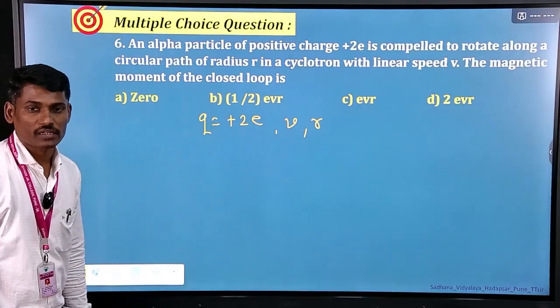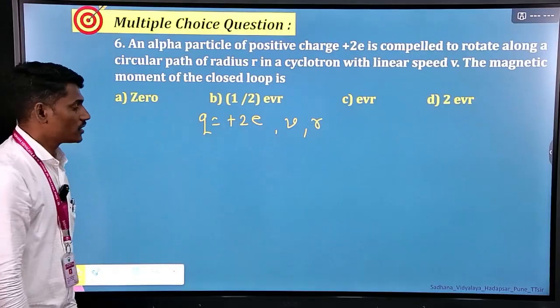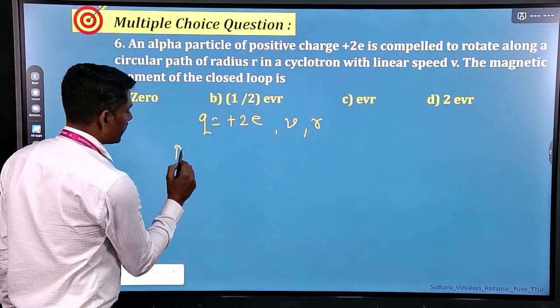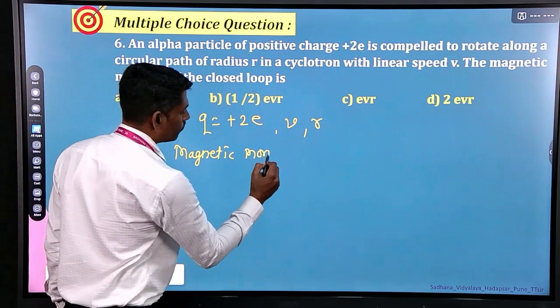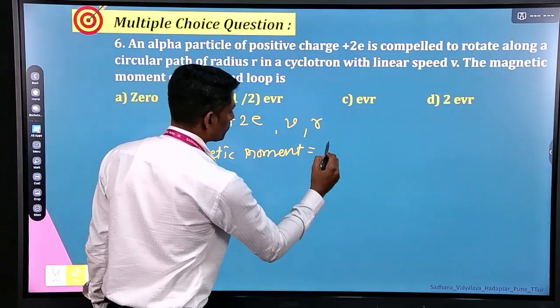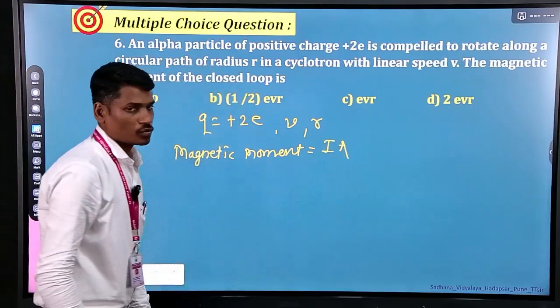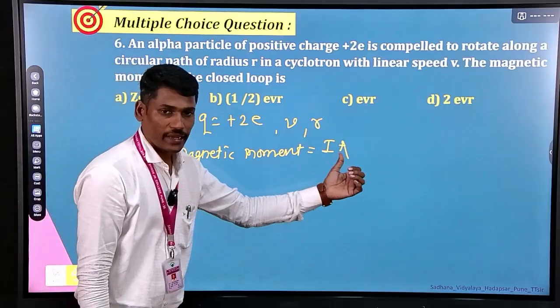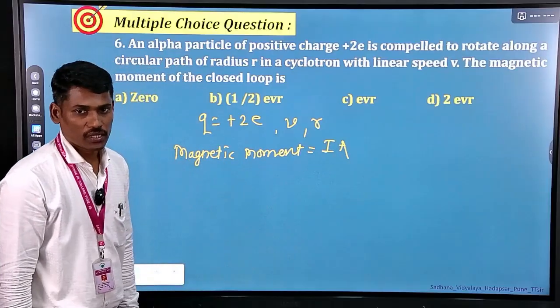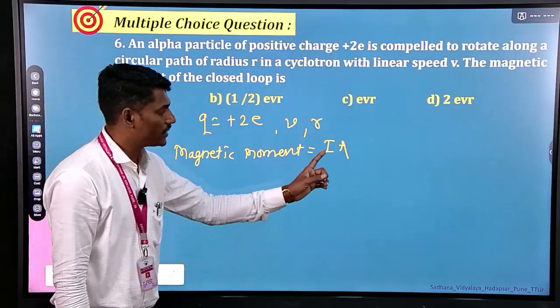Okay, we have to find the relation among these. We know that the magnetic moment for the loop is current I into A. Suppose this loop has N number of turns, then the magnetic moment is NIA. Here we consider the single loop. Therefore the magnetic moment is I into A.